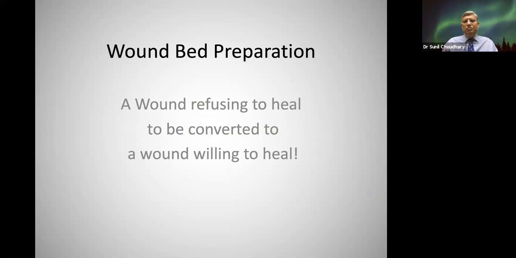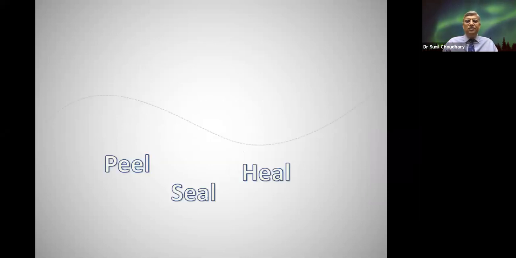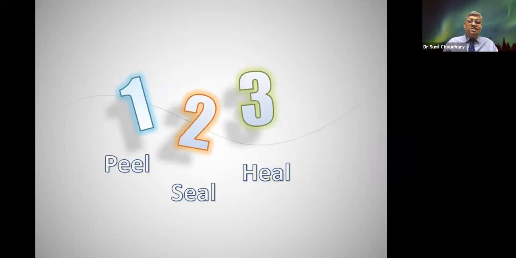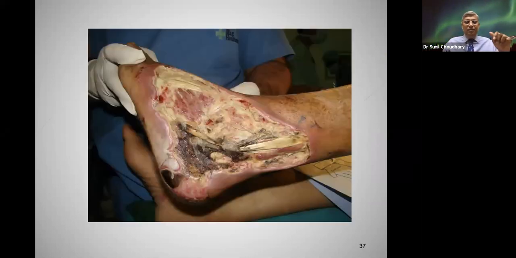So what is wound bed preparation? This is the main job that we do as reconstructive surgeons before we actually jump on to the real reconstruction. Essentially, it means a wound which is refusing to heal is to be converted into a wound willing to heal. And how do we do this? So there are lots of things that we can do. One of the strategies that I've been doing very successfully is the strategy of peel, seal, and heal.